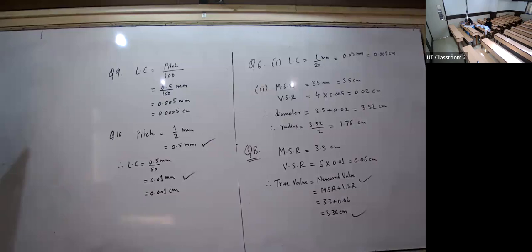Pitch is 0.5 millimeter. Okay, next. Pitch you found, then the least count. Least count is nothing but 0.5 millimeter divided by 50. Total division is 50. So you'll get 0.01 millimeter. This whole question is in millimeters, so no need to convert it into centimeter.